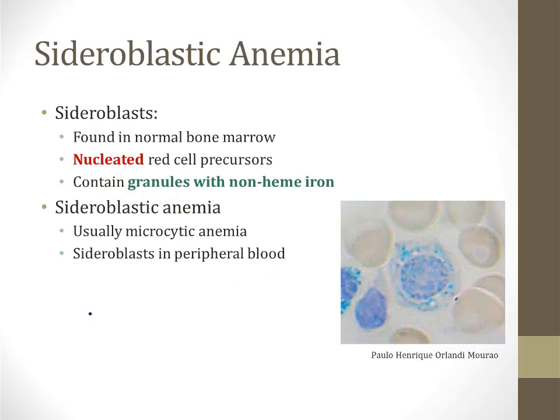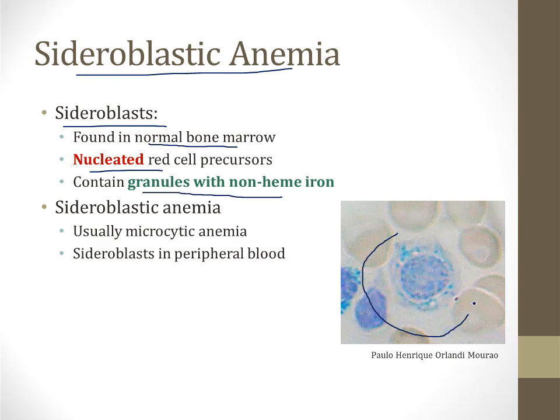Our final cause of microcytic anemia is a sideroblastic anemia. So first let's talk about some terminology. Sideroblasts are found in normal bone marrow. They are nucleated red blood cell precursors and they contain granules with non-heme iron. This is a picture of a sideroblast shown on the screen here. These little blue granules have non-heme iron inside of them.